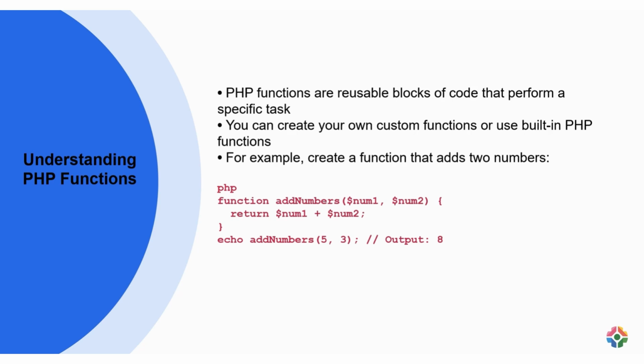For instance, consider a custom function defined as addNumbers(num1, num2) that adds two specified numbers. When addNumbers(5, 3) is invoked, the function returns the sum of 5 and 3, outputting 8. This showcases the practicality and utility of PHP functions in streamlining code implementation and enabling smoother development workflows.